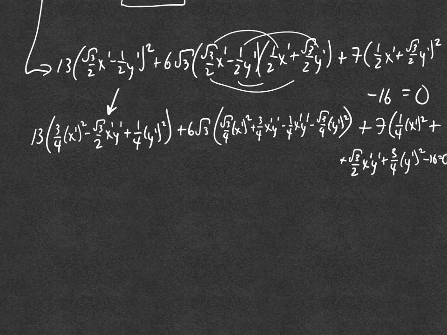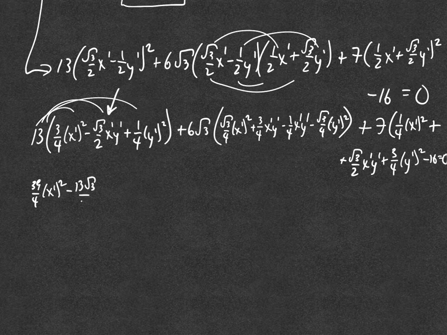So now we've got 3 distributive properties. We've got a 13 that we need to distribute. So 13 times 3/4 x prime squared. 13 times negative square root of 3 over 2 would be negative 13 square root of 3 over 2 x prime y prime. And then 13 times 1/4 is 13/4 y prime squared.